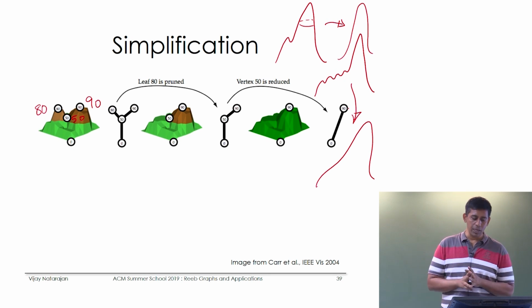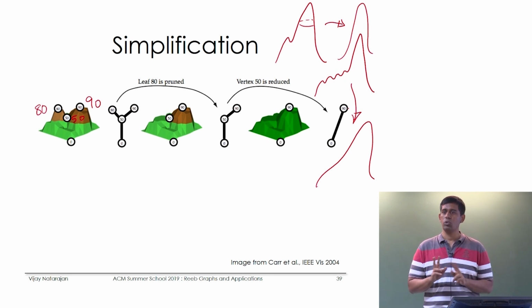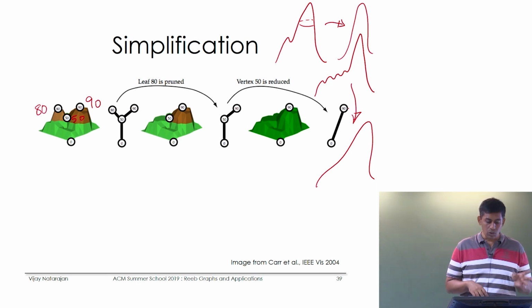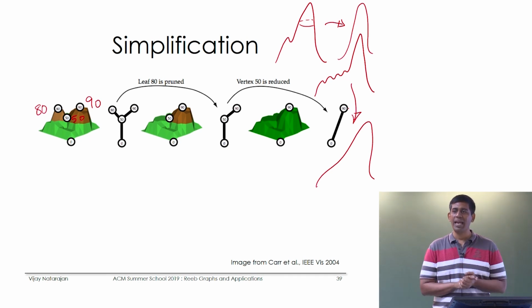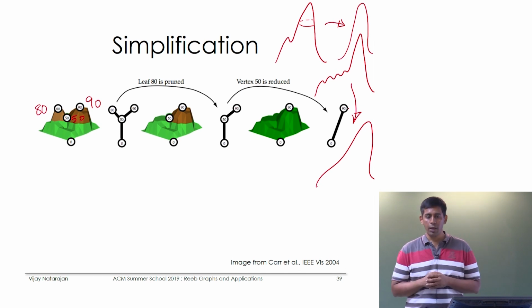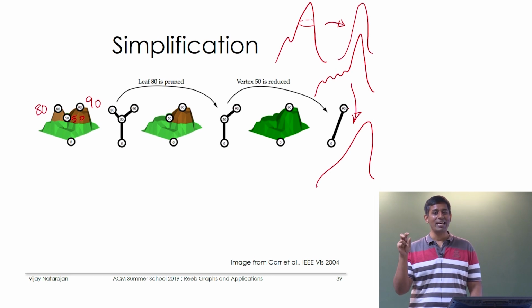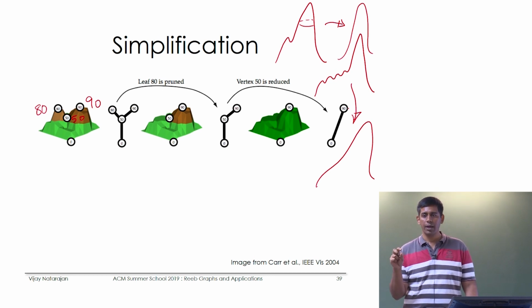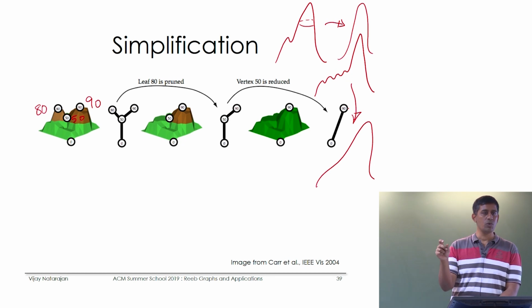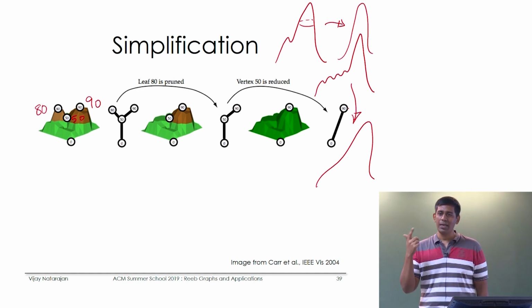The pruning procedure is a two-step procedure. One where you prune a leaf. So, in the example shown here, the leaf 80 is pruned. So, you remove that leaf together with the arc that is connected to it. Now, when you prune this leaf, you will introduce a new degree 2 node, because the leaf will be connected to a saddle. So, the saddle will now become like a regular point.